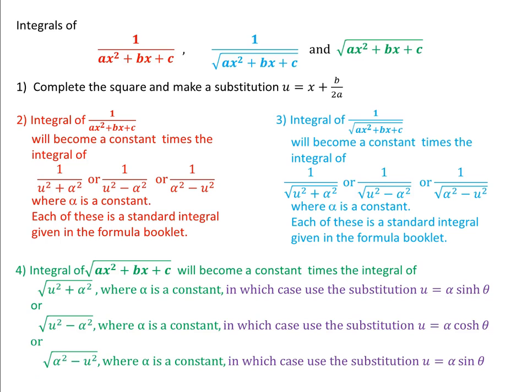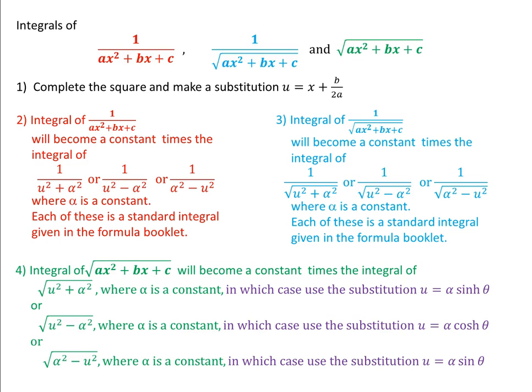If the integral was root of ax squared plus bx plus c, once we've completed the square and made our little substitution, we'll either end up with root of u squared plus alpha squared to be integrated, in which case we use the substitution u equals alpha sinh theta, or we end up with root of u squared minus alpha squared, in which case we use the substitution u equals alpha cosh theta, or we end up with root of alpha squared minus u squared, where we need to use the substitution u equals alpha sin theta.